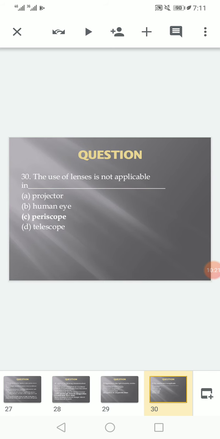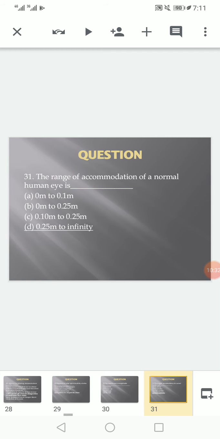30 says the use of lenses is not applicable in what? The use of lenses is applicable in projector, in human eye and telescope, but it is not applicable in periscope. The range of accommodation of normal human eyes is in the range of 0.25 meter to infinity.